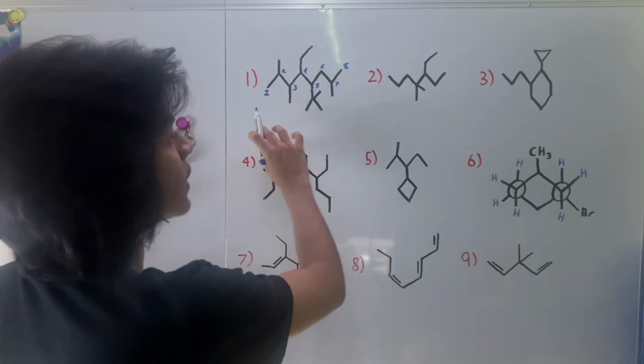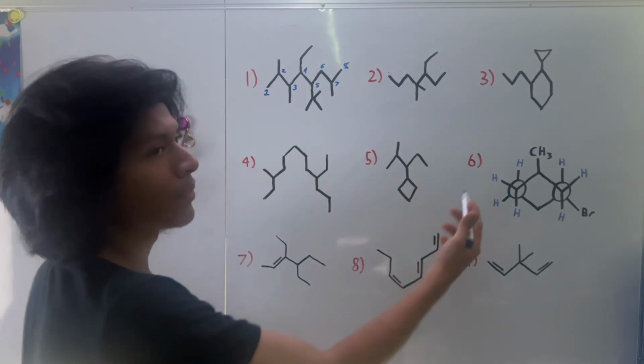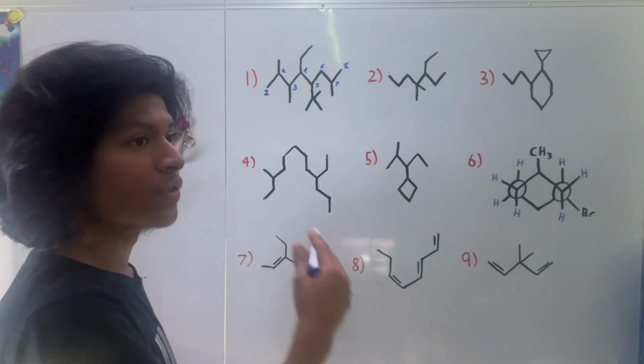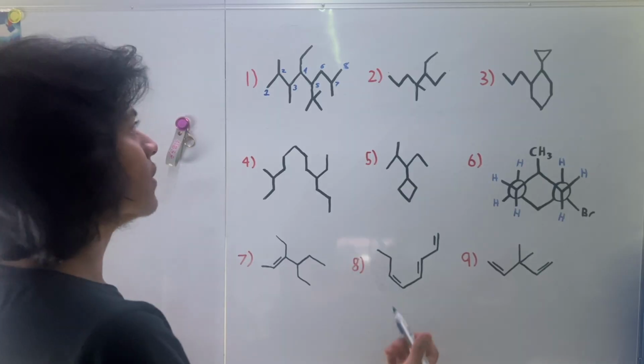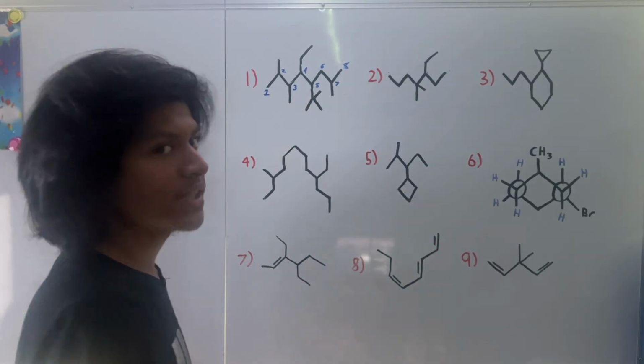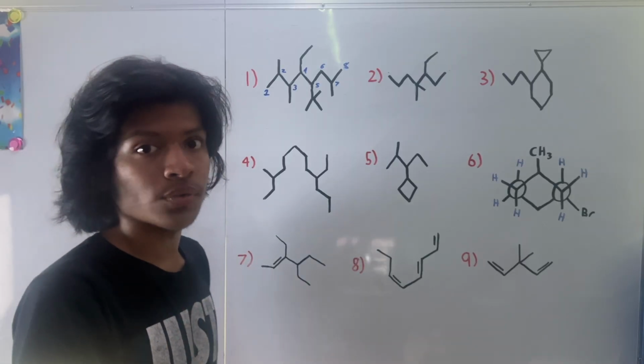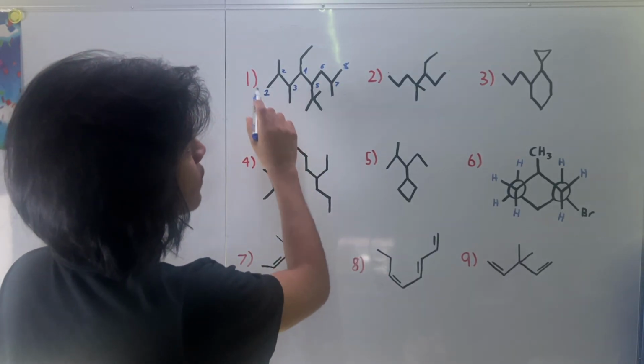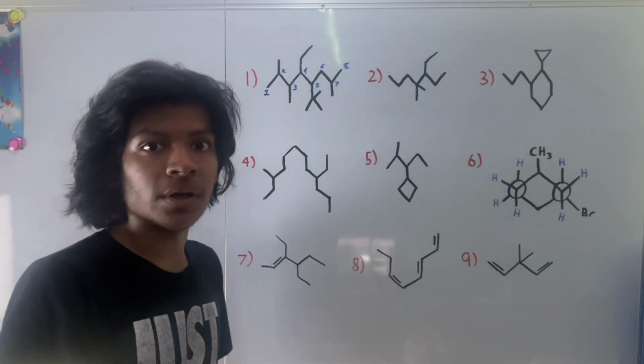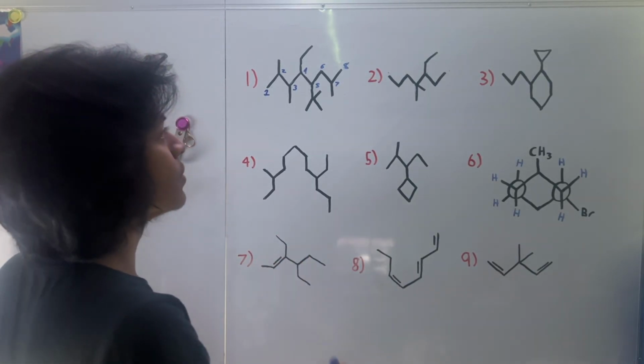And we want to start from the left side because if we start naming from the right side, we get a number of 23. If we were to add up the numbers for our substituents and what carbons they're connected to, we would get a number of 23. Whereas if we start from the left, we get a number of 21. So we always want the lowest possible number.